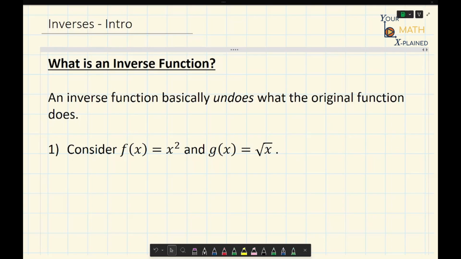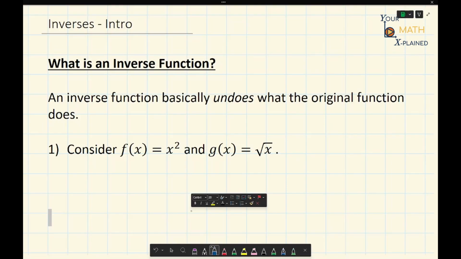We're going to be talking about what inverse functions are, how to find them, and what they look like on a graph. So let's get into it. What exactly is an inverse function? Well, an inverse function basically undoes what the original function does.